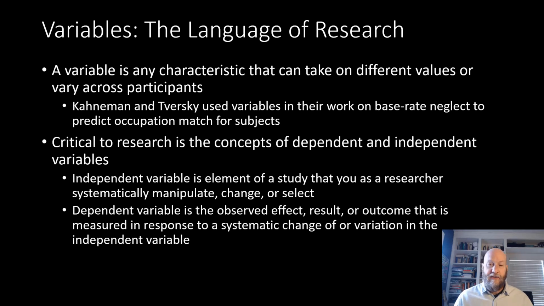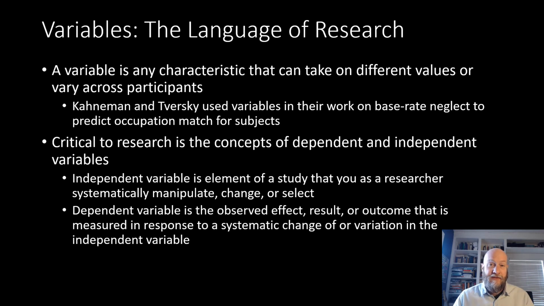The dependent variable is essentially your outcome. Independent, dependent. Dependent is dependent upon the manipulation of the independent variable. So the dependent variable can be thought of as the observed effect, the result, the outcome, and it's measured in response to some systematic change or variation in the independent variable. To keep using the same analogy, if the independent variable is you either get no treatment, you get the standard treatment, or you get my experimental treatment that I've developed, that's the independent variable being manipulated.